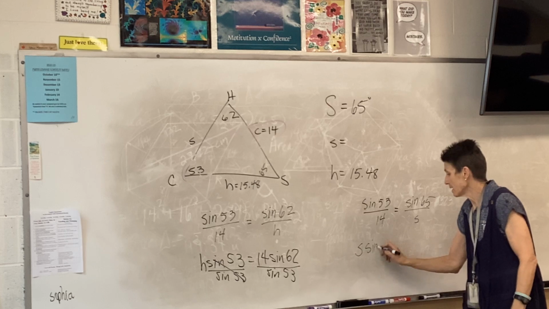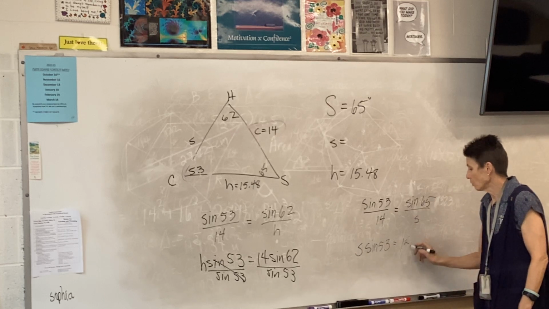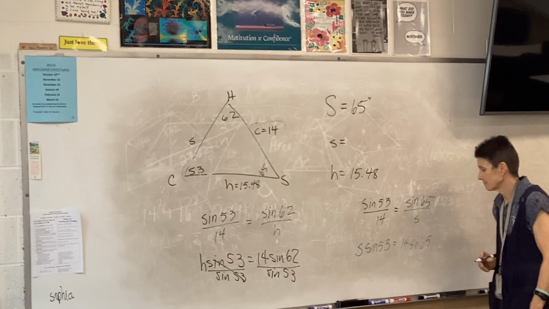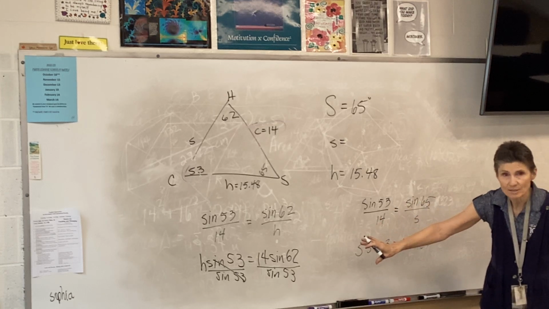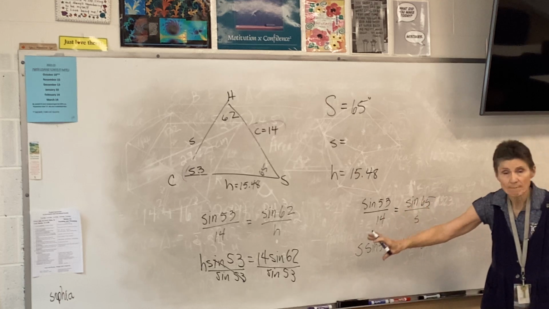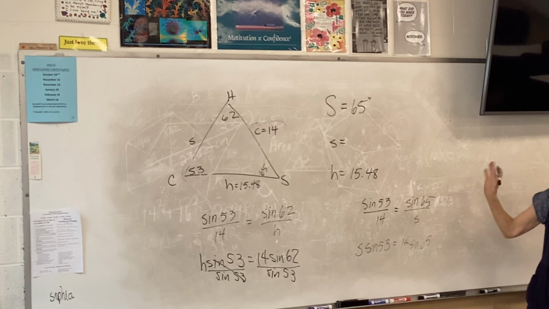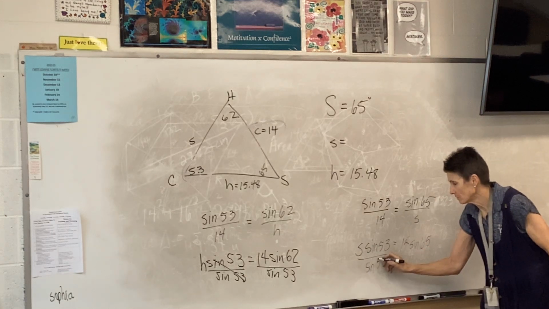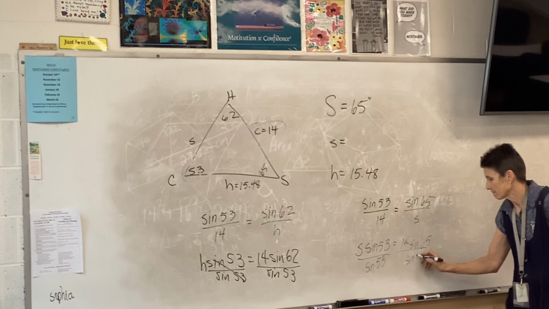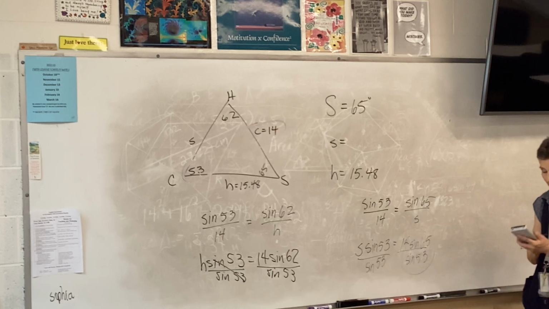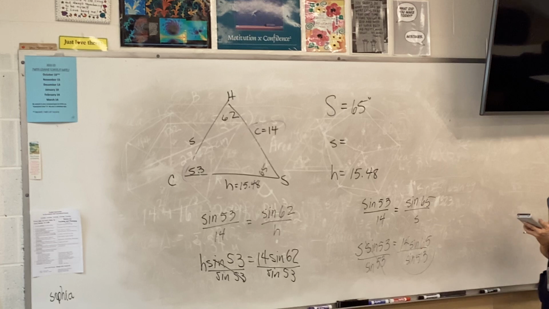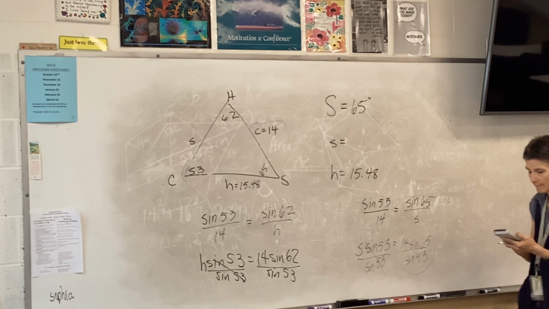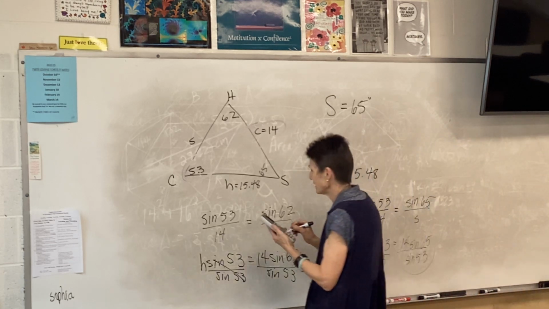So s sine 53 equals 14 sine 65. I'm doing exactly what I did with side h. And the order you do these doesn't matter, so if you found side s first, fine, we should get the same answer. Divide by sine 53. And type that in on my calculator, because that's s: 14 sine 65, close parentheses, divided by sine 53. I got 15.89.